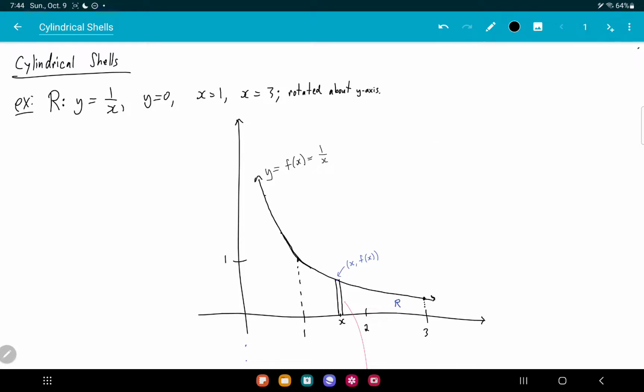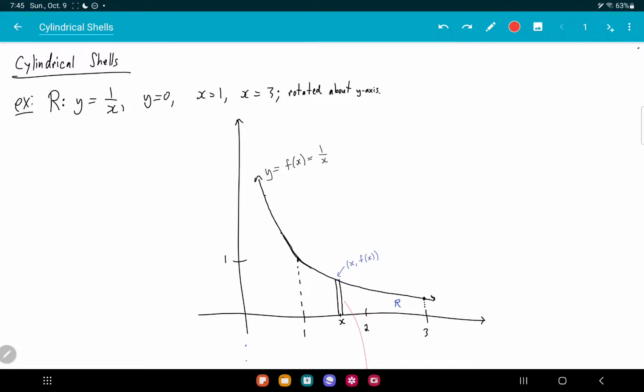So what are the ingredients? We got 1 over x here, and we got a boundary below the x-axis and the vertical lines x equals 1, x equals 3. So we're taking this region R, which is this region I'm shading right now, and we're going to rotate it about the y-axis. So hopefully you can see kind of a volcano looking solid.